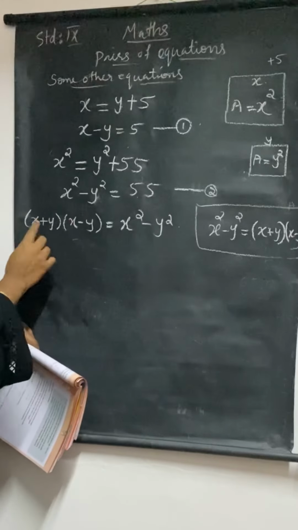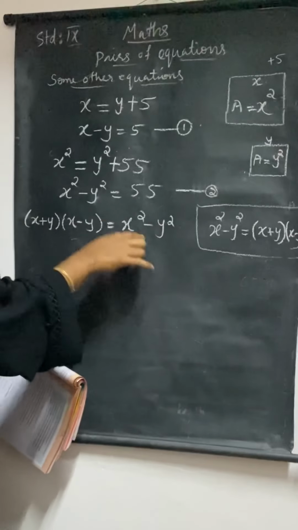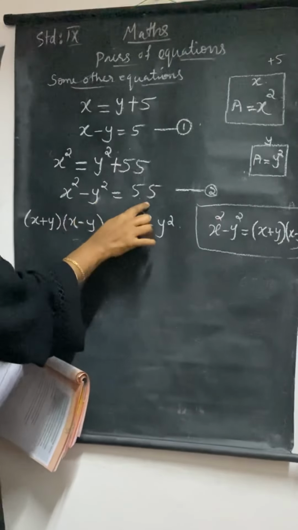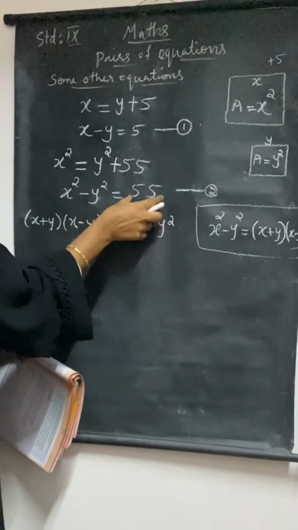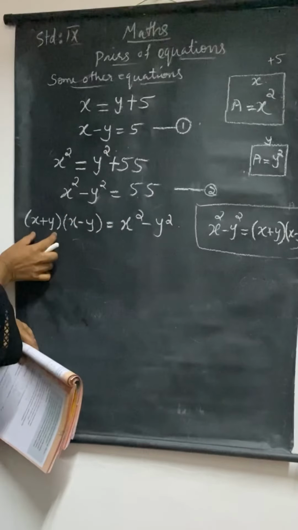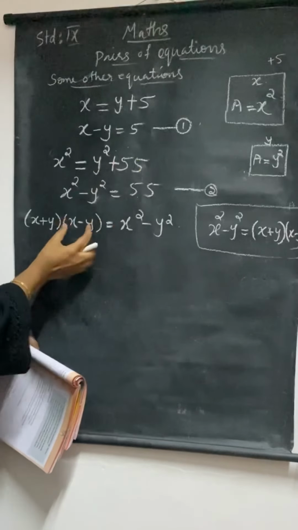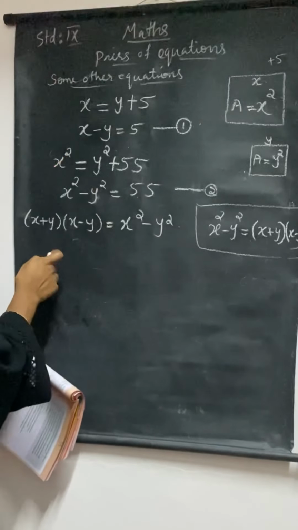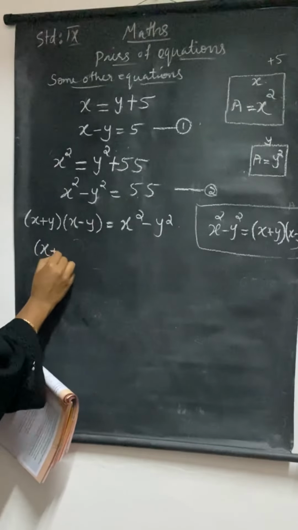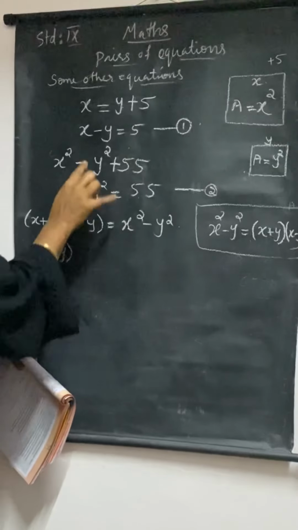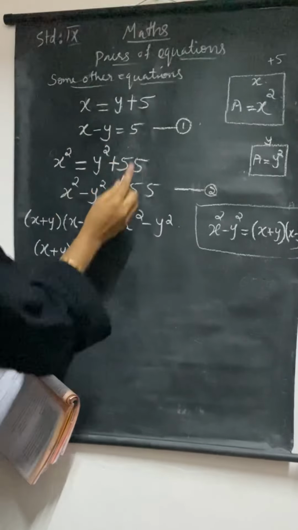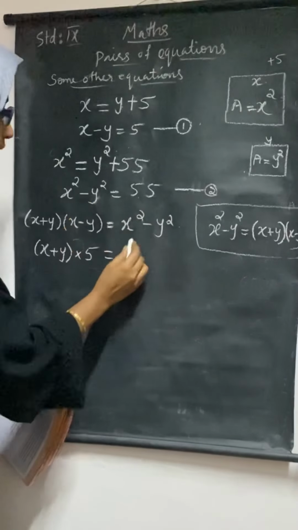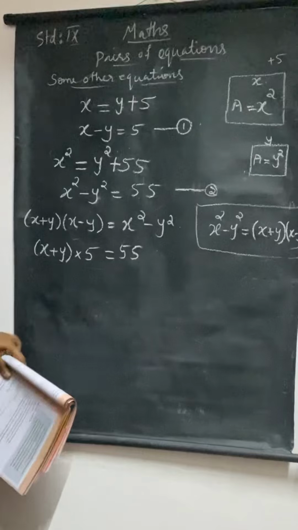Now we'll see whether you know any values or not. Here you see x square minus y square, how much? 55. So instead of this I am going to write this. Now x plus y is not there, but x minus y you have. How much is x minus y? 5. So I am going to write all those here. x plus y I keep as it is, because I don't know the value. x minus y is 5, into 5, is equal to x square minus y square, how much? 55. Like this I am writing.